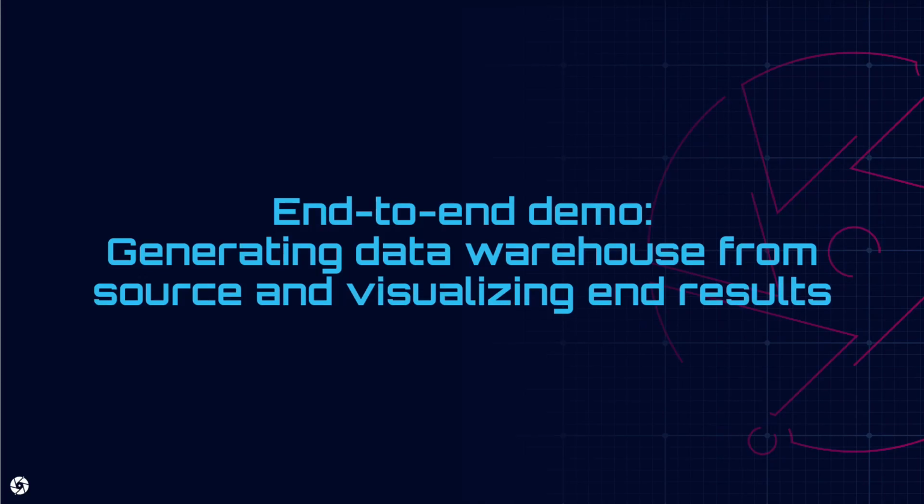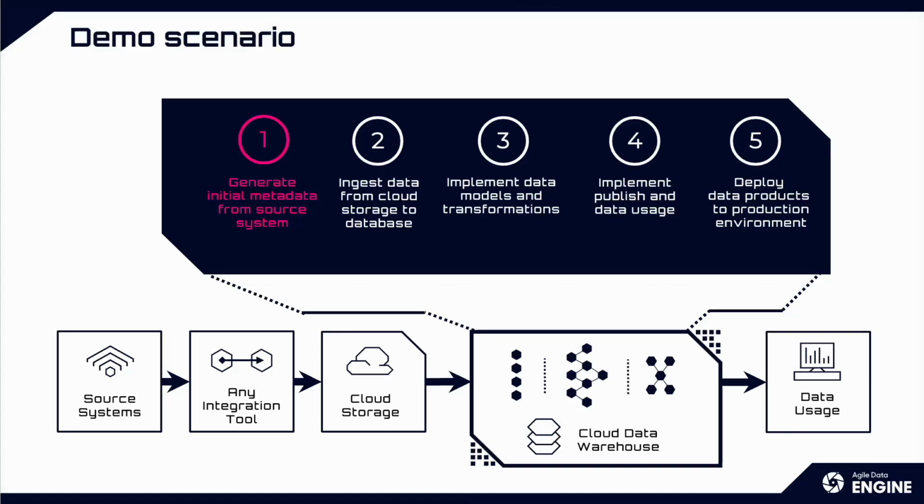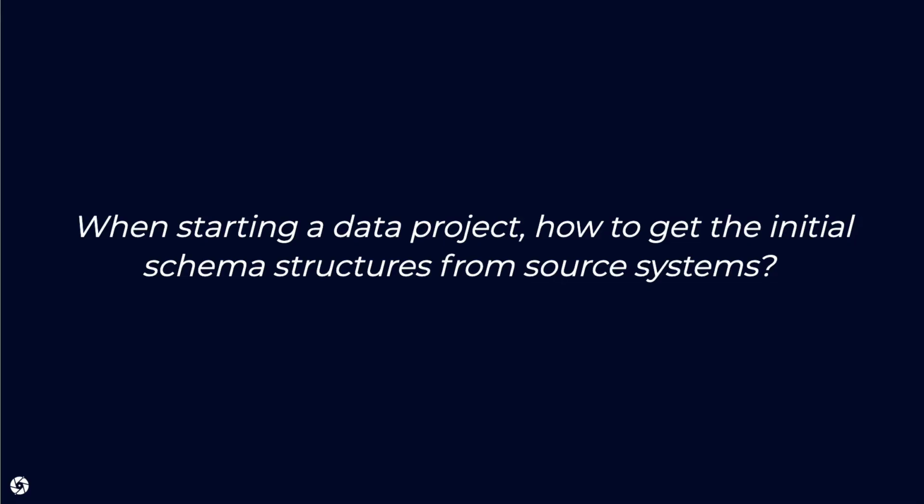Welcome to the end-to-end demo about generating a data warehouse from a source system and creating a publish layer for visualizing the data from the data warehouse. Let's start with our demo scenario. In this demo scenario, we have 6 parts, starting with generating initial metadata from source system and ending with deploying data products to production. In the first part, we will generate initial metadata from source system.